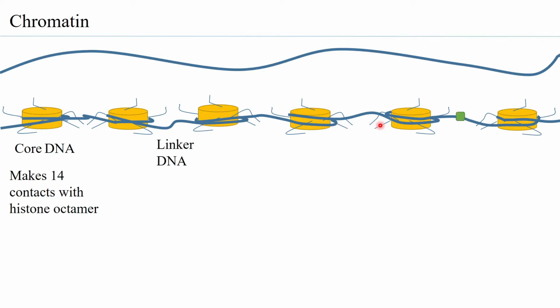Now, suppose you have a promoter region over here. If it is present in the linker DNA, then because linker DNA is not wound around the nucleosome, it is accessible. And so, it may be possible that an RNA polymerase can come and bind to the promoter region and initiate transcription. However, when it reaches a point where the DNA is wound around the nucleosome, then it has to ensure that the DNA gets unwound and it continues elongating.